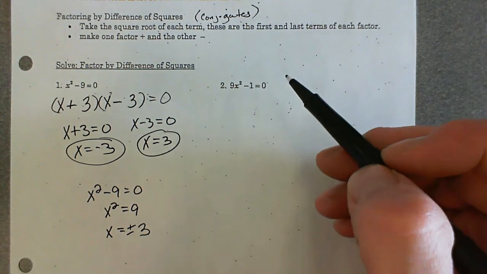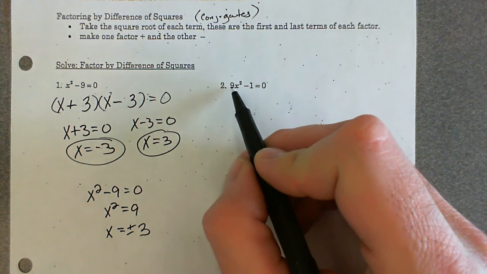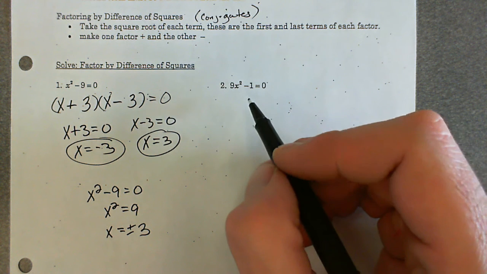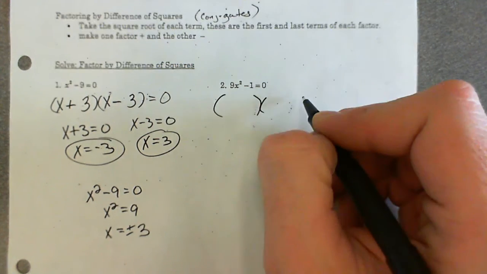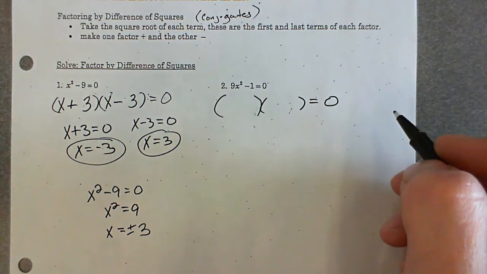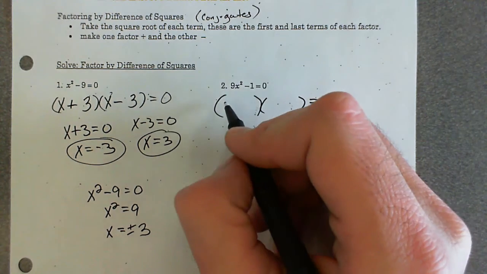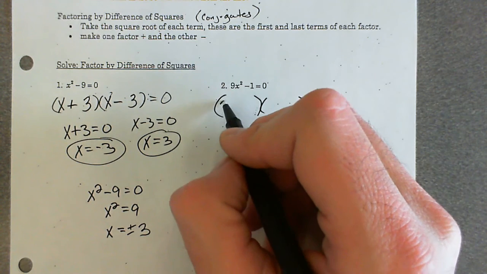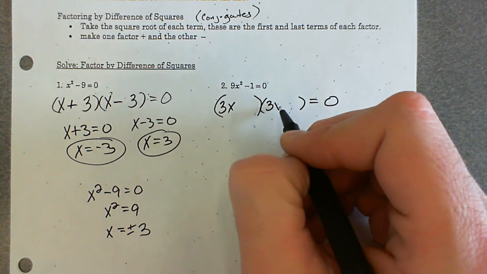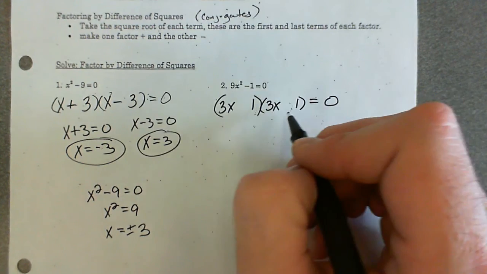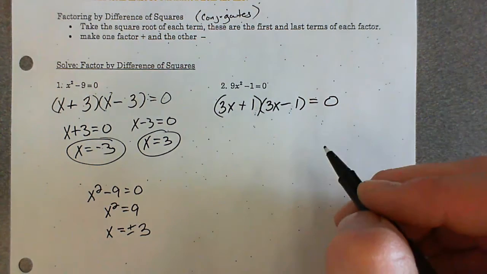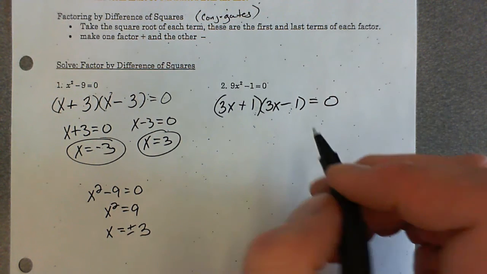Okay, doing one more example, we have two terms. Good chance that that's a difference of squares. So 9x squared, that's a perfect square. 1 is a perfect square, and we've got subtraction. So, write out our two sets of parentheses. First term in each would be the square root of 9x squared, which is 3x. Last term in each would be the square root of 1, which is 1. Make one positive, one negative. So now you've got it factored.